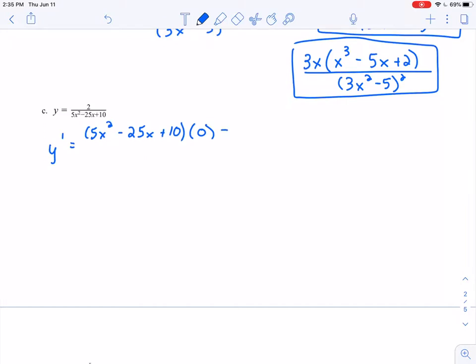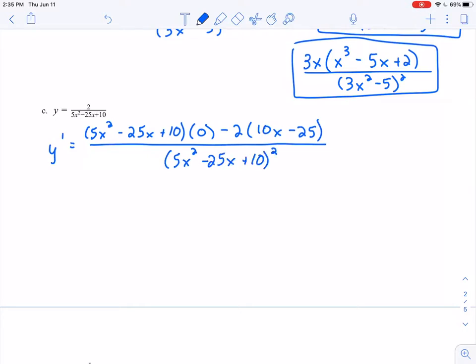Minus high, that's 2. D low, derivative of my denominator, so the derivative of this guy, of 5x squared minus 25x plus 10, I'll have 10x minus 25, divided by 5x squared minus 25x plus 10 quantity squared.